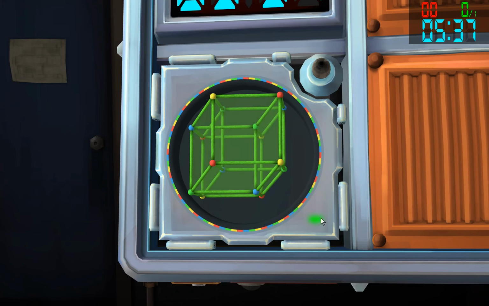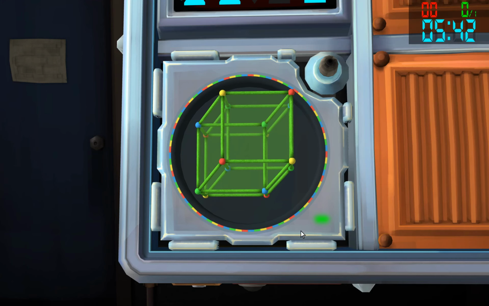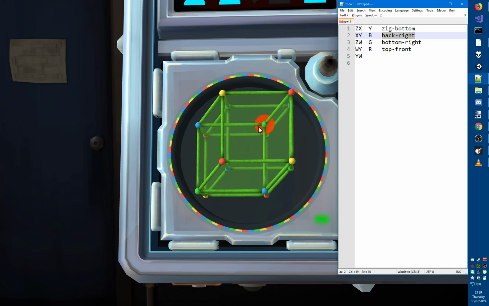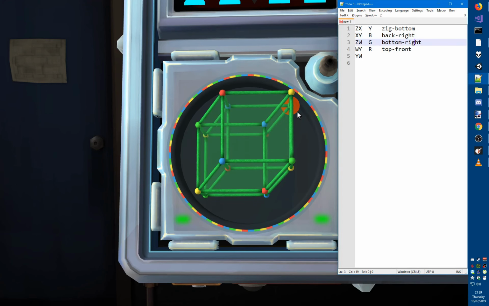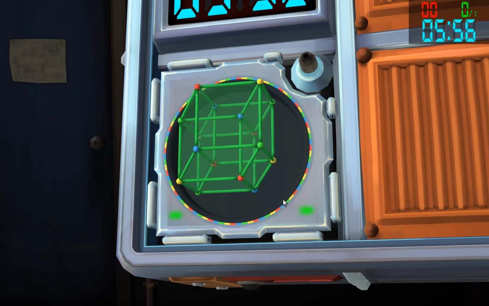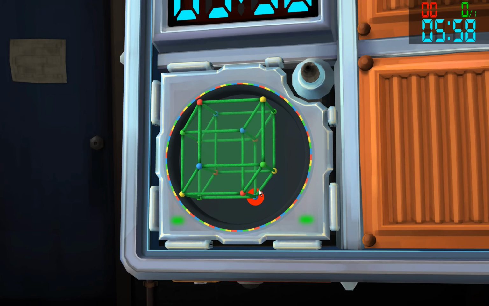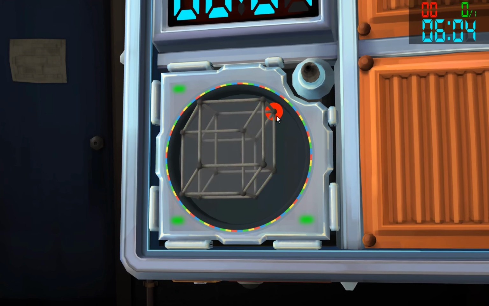Again, we have a little status indicator in the corner. For the next one, we want back right. Now back is this part, right is this part, so back right is these 4. Out of those we want the blue, which would be this one. And then we have bottom right. Again, right is here, bottom is on the module, so it's these 4. Blue, yellow, green, red. And out of those we want the green, which is this one.